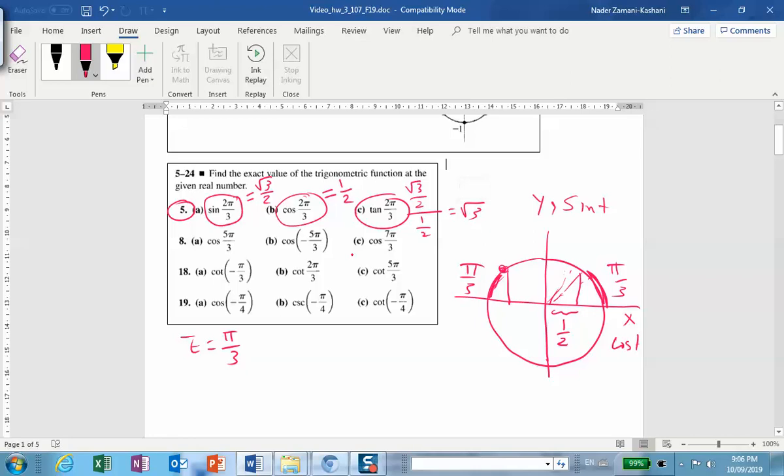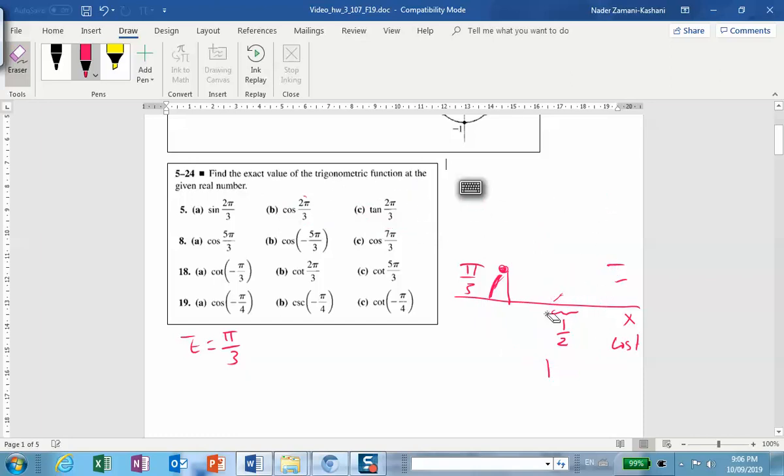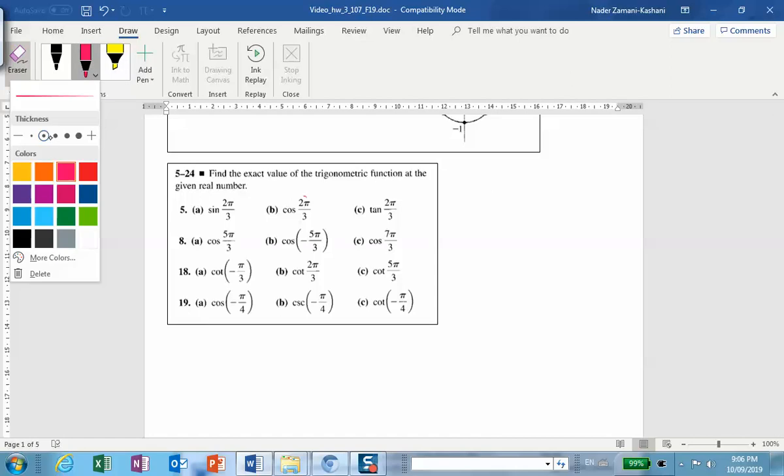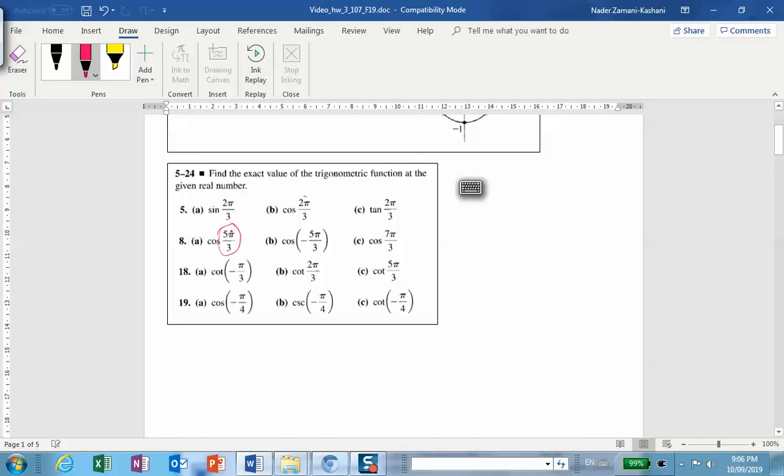Let's erase this stuff. We need these. I'm going to redraw my unit circle. Okay, let's do it. So let's see now. We're interested in 5 pi over 3. So where is 5 pi over 3?